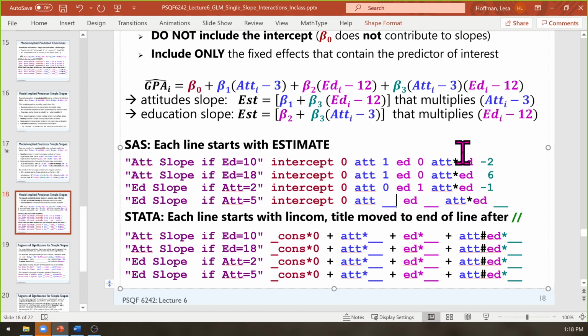Okay, anyone else feeling brave? Want to do the second one here? Education slope if attitudes equals 5. What goes here? Nothing, because ed isn't in there. What goes here? 1, because I need 1 beta 2 at a minimum. And what goes here? A 2, yes. Nailed it.